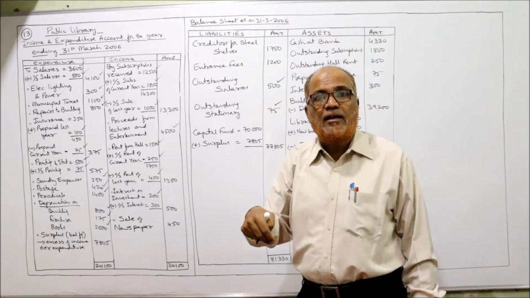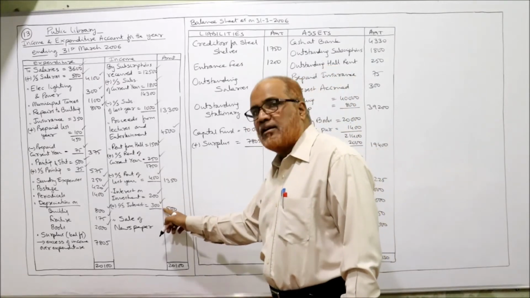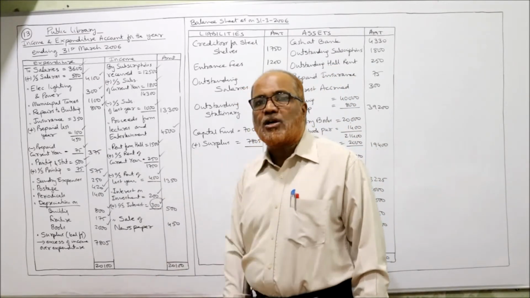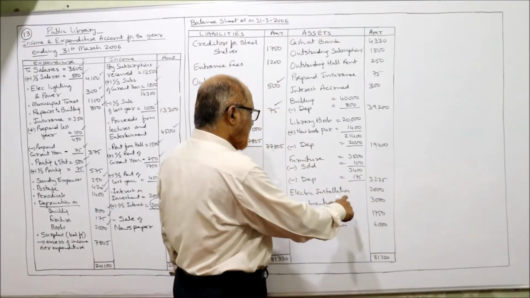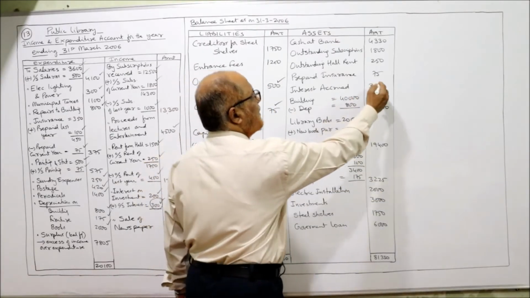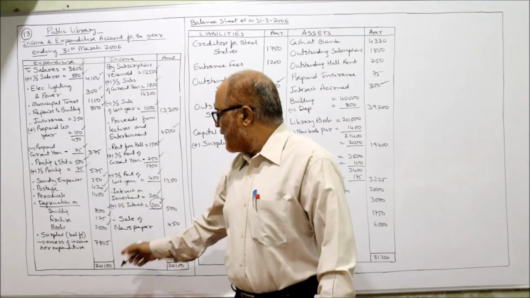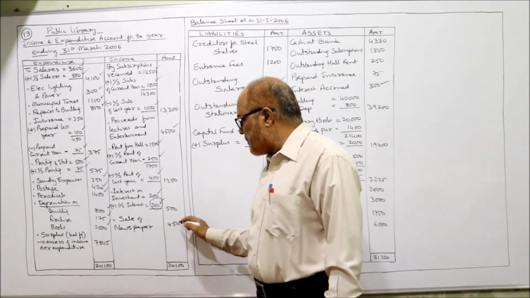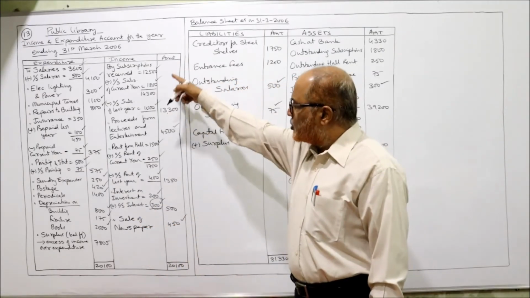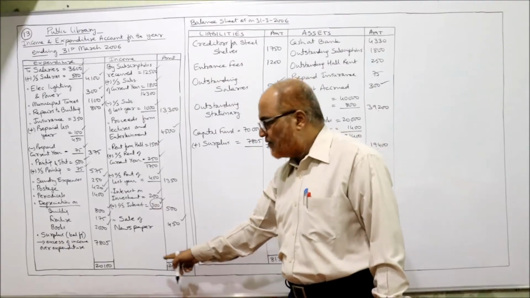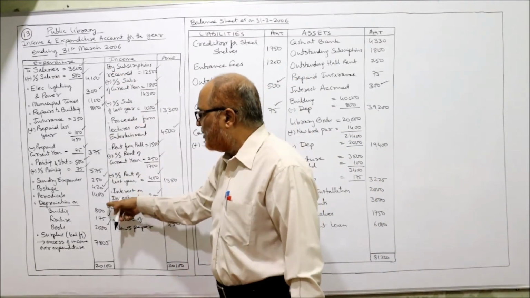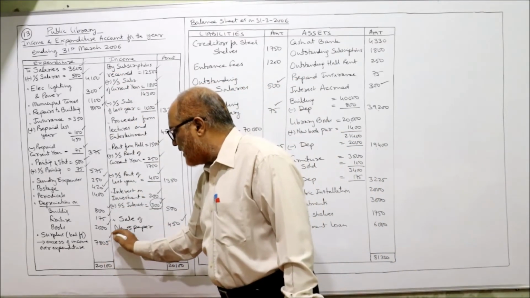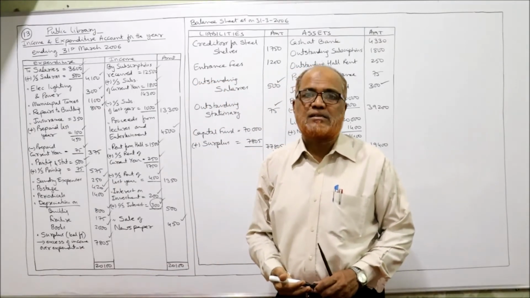That interest will be added here 300. Now this 300 interest accrued will appear on the asset side. Interest accrued on investment here 300. Over. Next, sale of newspaper directly we have taken. Now if you take the total on the credit side 20,100. From 20,100 deduct all debit items, you will get 7,805 surplus.